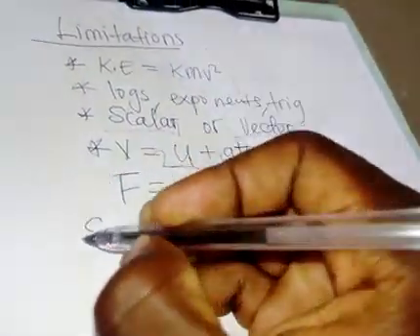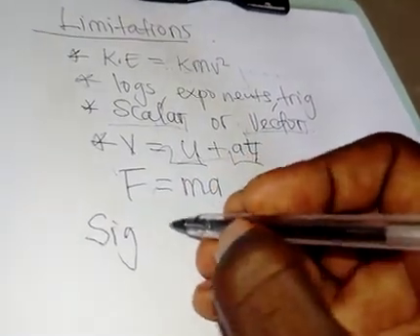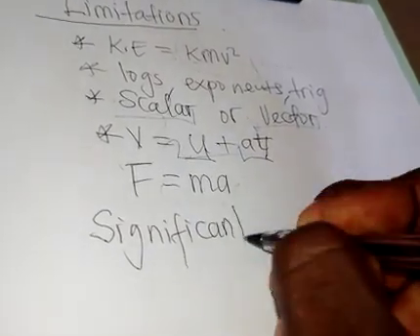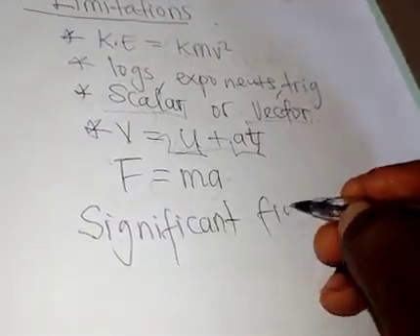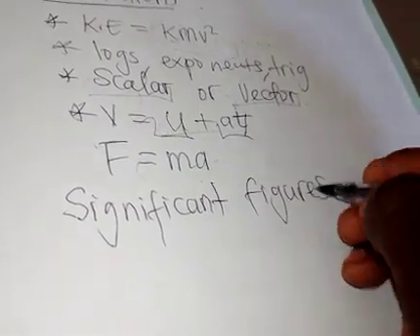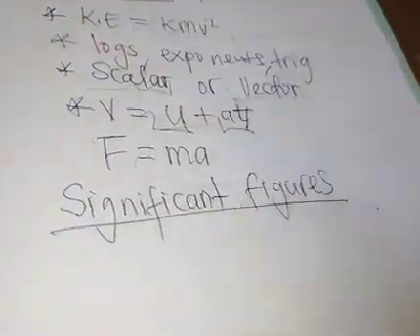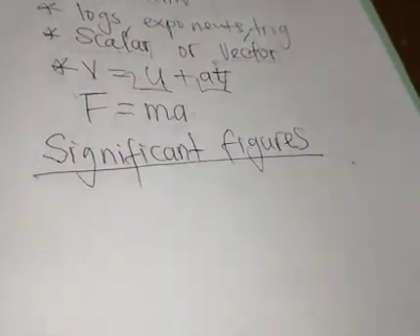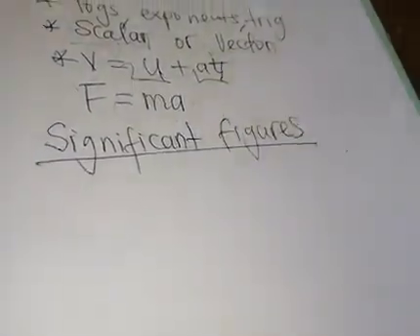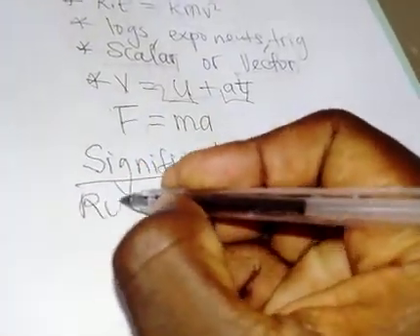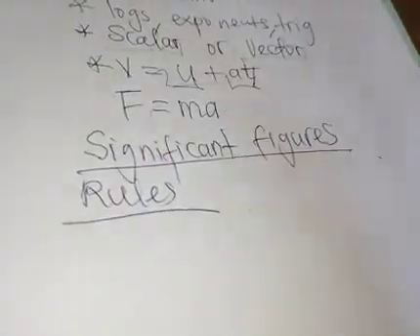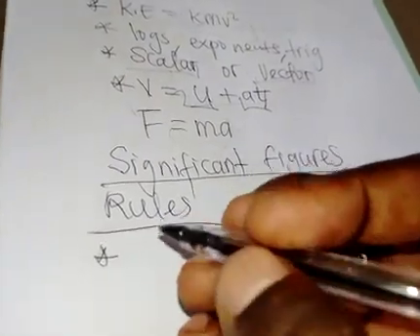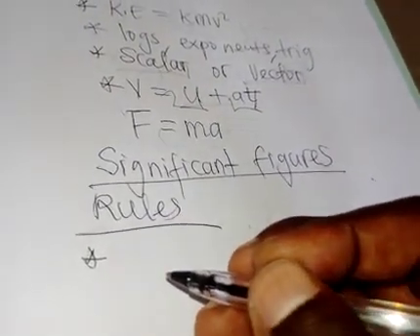Significant figures. For significant figures, you can say it's just more like a revision. We can talk about the rules for significant figures. The first rule which we should know is that all non-zero digits are significant.